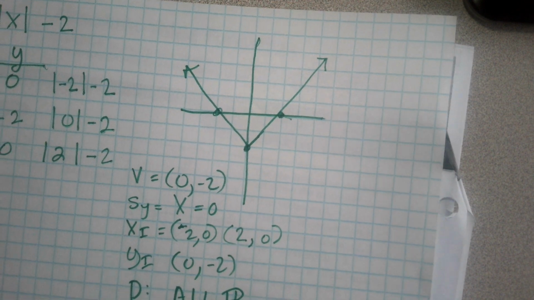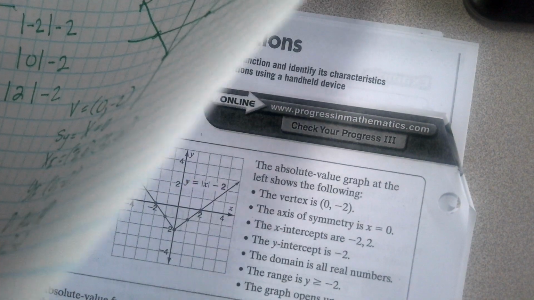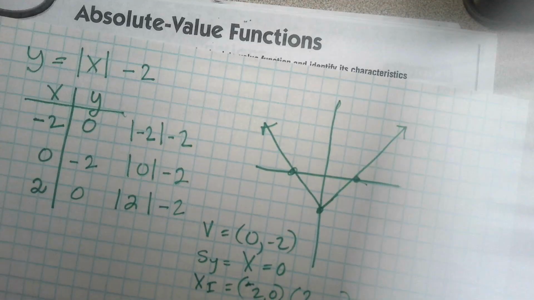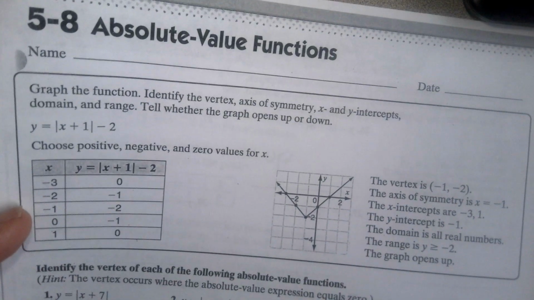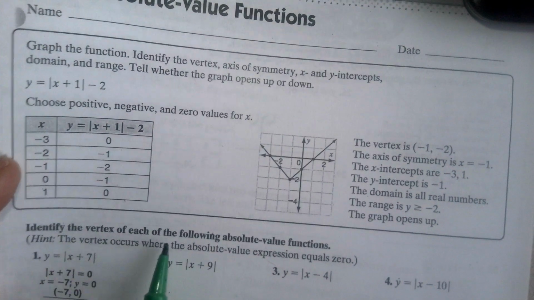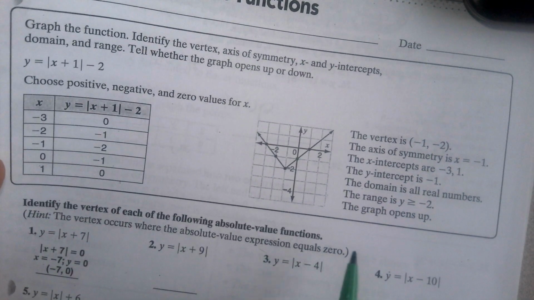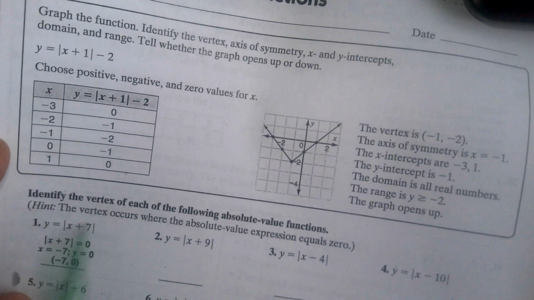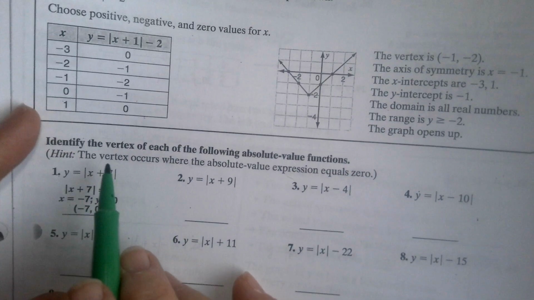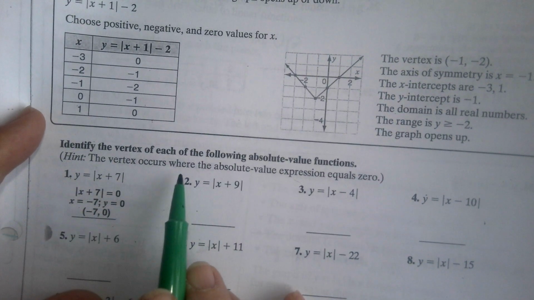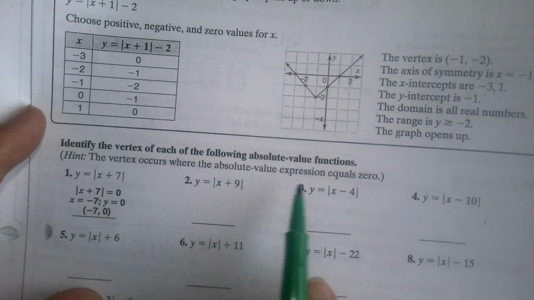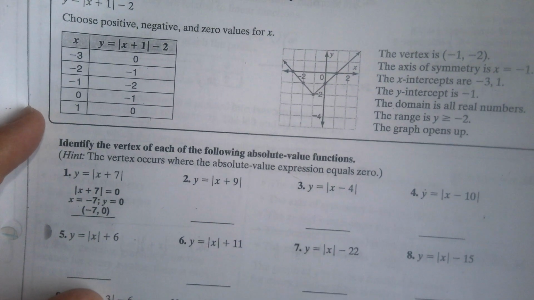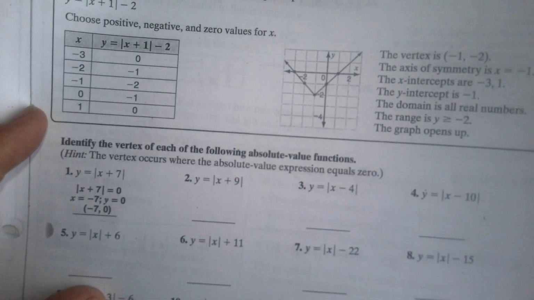Again, it's been a while since I've done this. It says another way that you can get most of this is, identify the vertex of the following absolute value functions. It says hint, and then we're going to come back to that picture that we just drew. Hint, the vertex occurs where the absolute value expression equals 0.